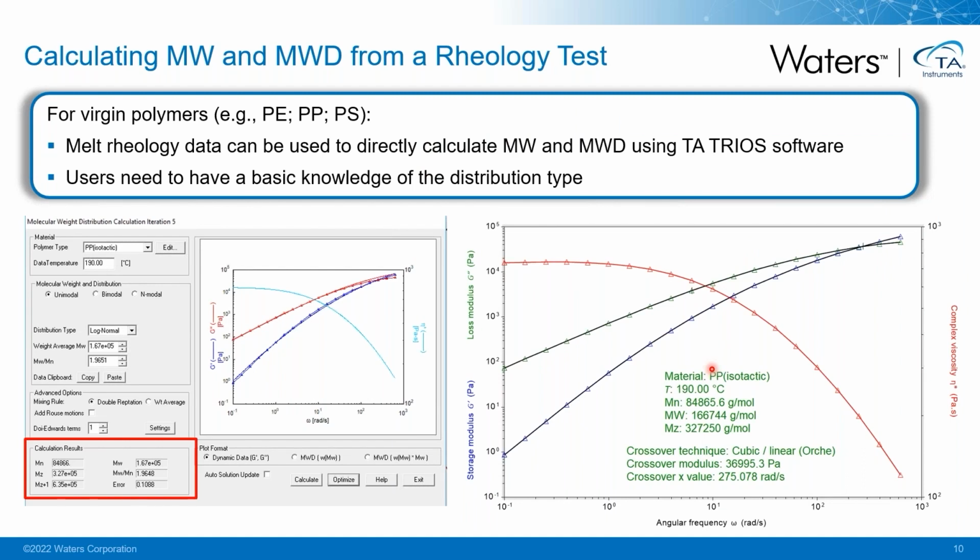For some common polymers, such as polyolefins or polystyrene, TA Instruments TRIOS software can directly use the rheological testing data to calculate the absolute molecular weight and molecular weight distribution. And we have proved that the calculated results correlate quite well with the GPC and SEC testing methods. Here is just one example of using TA TRIOS software to calculate the molecular weight and molecular weight distribution of a virgin polypropylene resin.